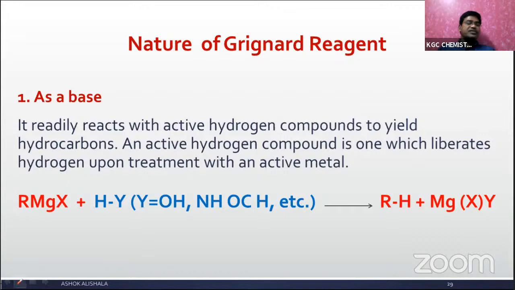Actually, here something is missed. This is nothing but NH3, that is ammonia. This is what we call here the CHO, that is going to be the alcohols or any protic solvents. In such cases, we'll get the alkane. In all these cases, the Grignard reagent acts as a base.